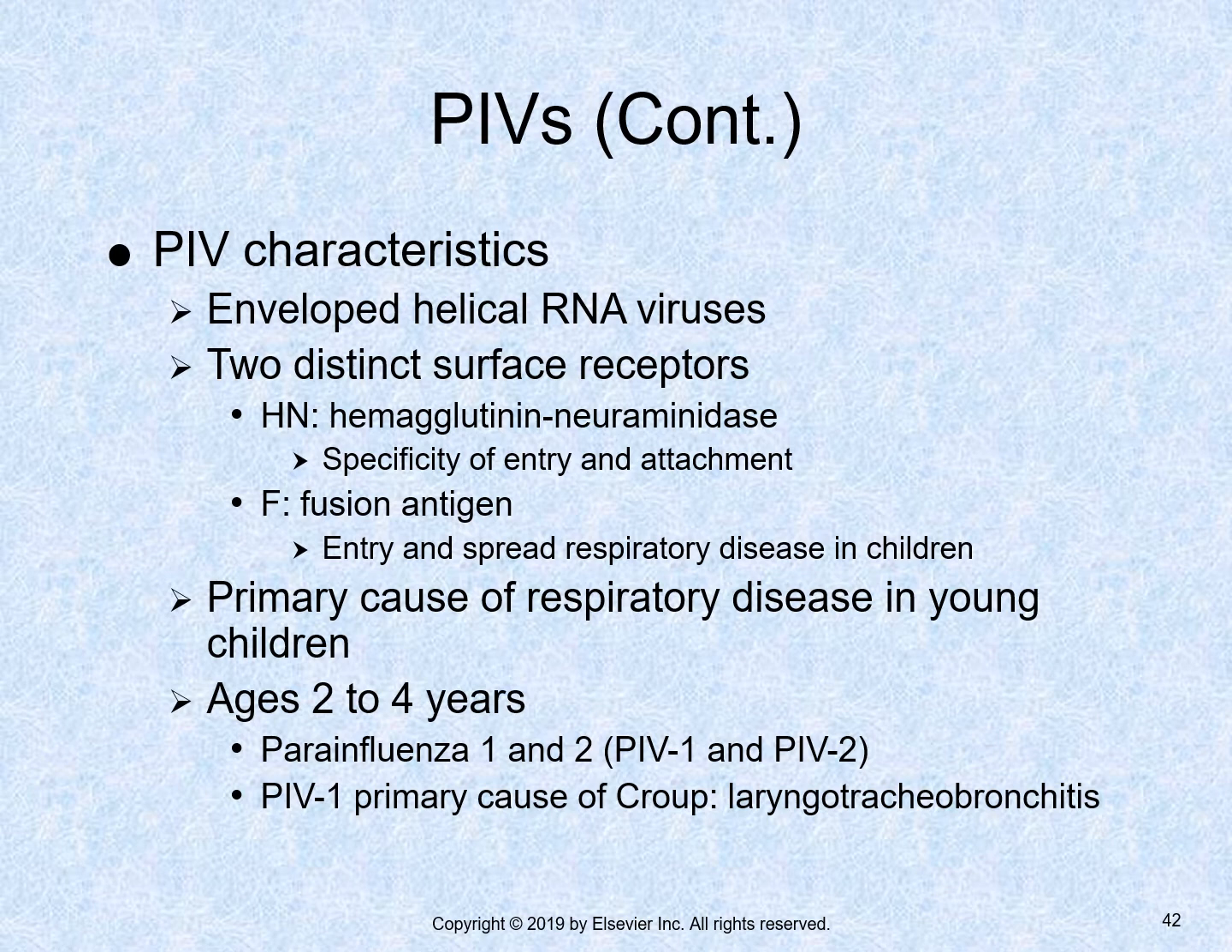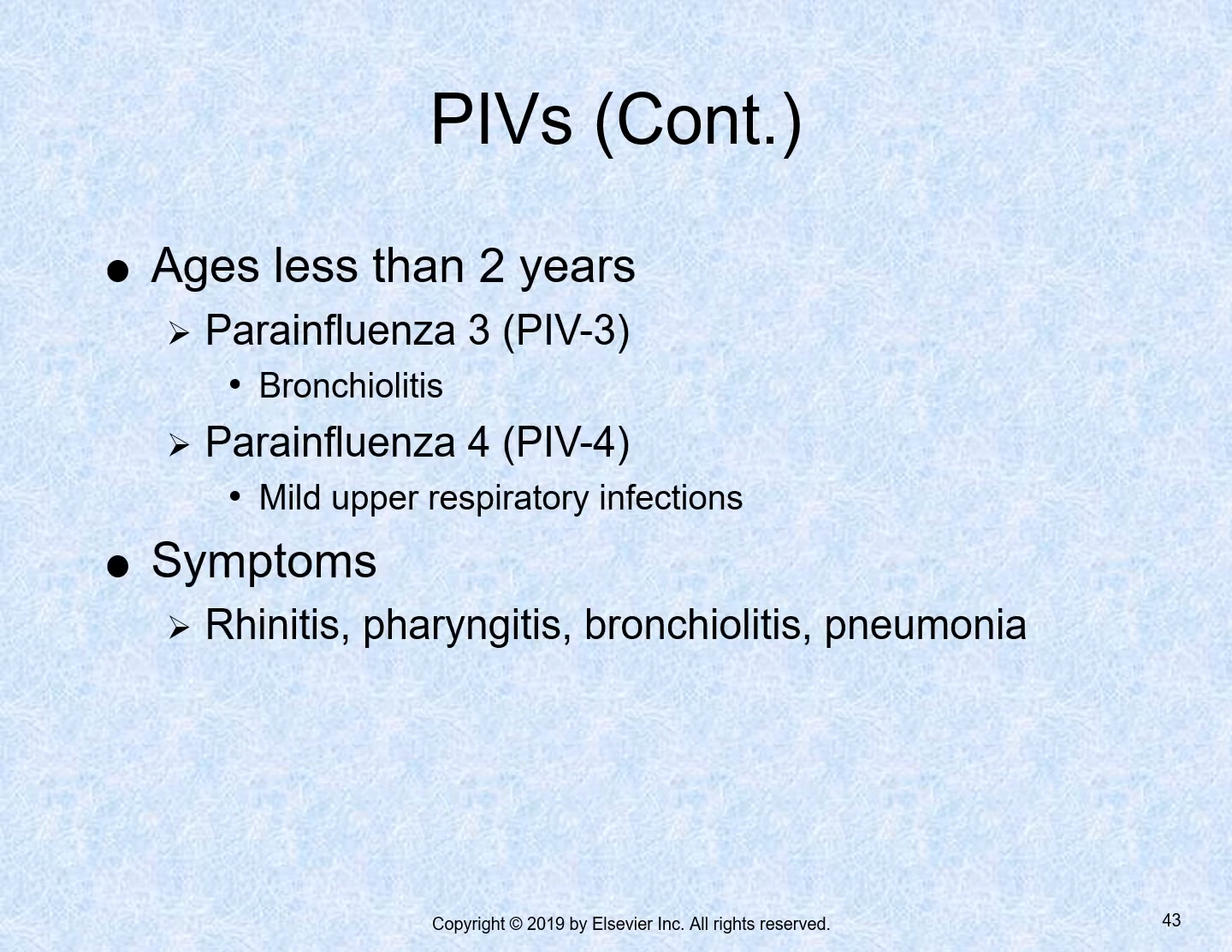Parainfluenzas are the primary cause of respiratory disease in young children. PIV1 and 2 cause the most serious illness in children between ages 2 and 4 years. Parainfluenza virus 1 is the primary cause of croup, a disease that you may be familiar with that causes laryngotracheobronchitis in children. Parainfluenza virus 3 causes bronchiolitis and pneumonia in infants and is second in importance only to RSV. Parainfluenza virus 4 generally causes mild upper respiratory tract infections.